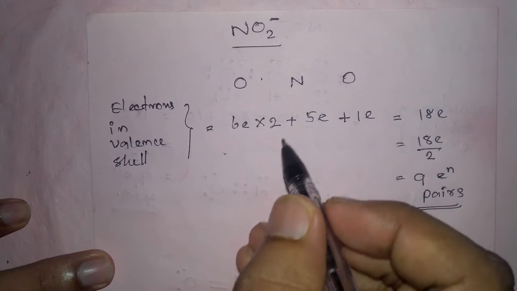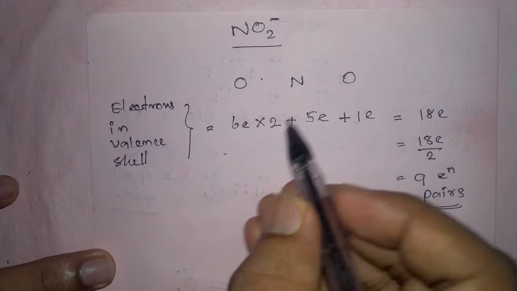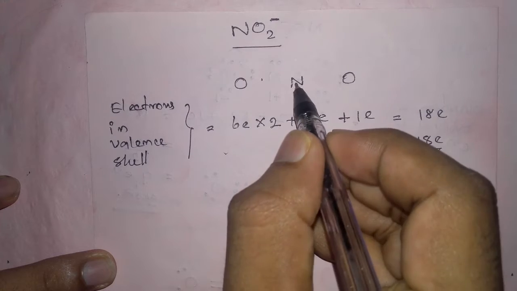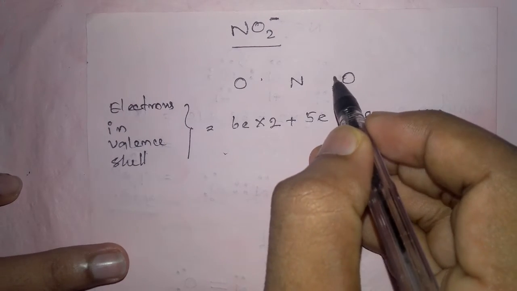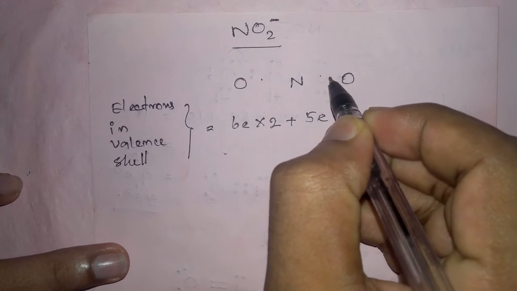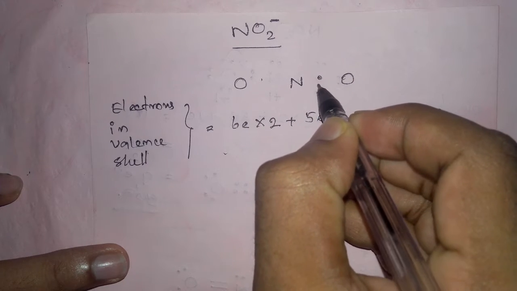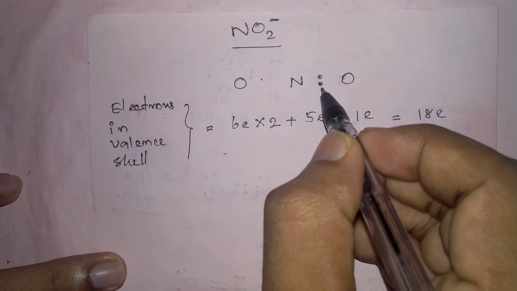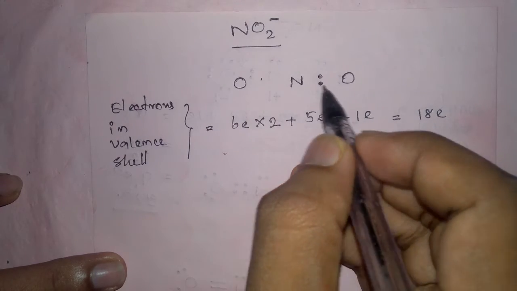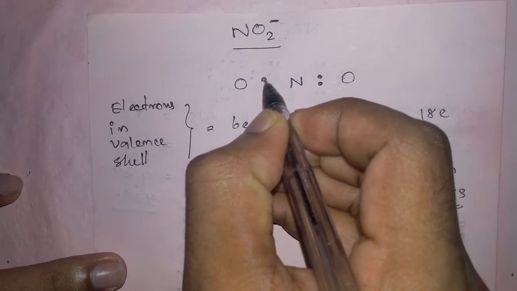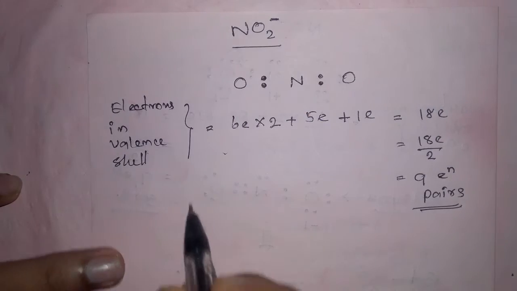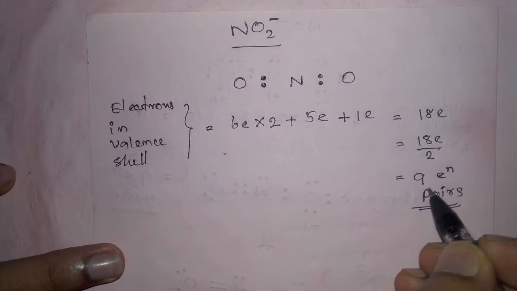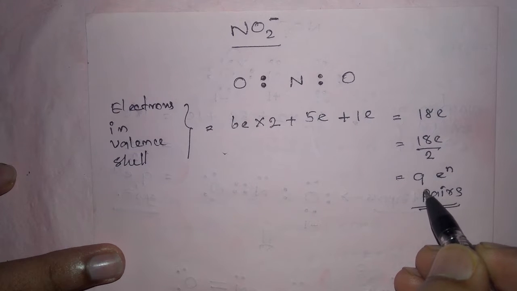Then make a single bond between central atom and peripheral atoms like this. To indicate a single bond, we have to use one pair of electrons, and the other side as well there should be a single bond. And so far we have used 2 electron pairs, and there are remaining 7 electron pairs.